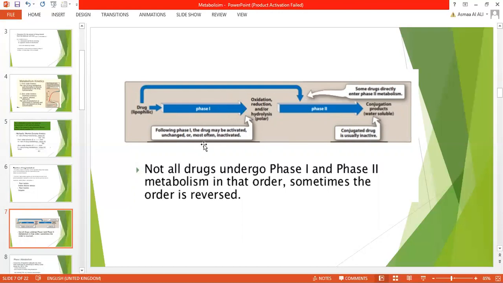Following phase 1, the drug may be active, unchanged, or most often inactivated. And some drugs, as we said, directly enter phase 2 metabolism, while some drugs undergo the order phase 1 then phase 2. In phase 2, the drug will be conjugated. The conjugation product is usually an inactive drug. And this figure will show the biotransformation of drugs regarding phase 1 and phase 2.